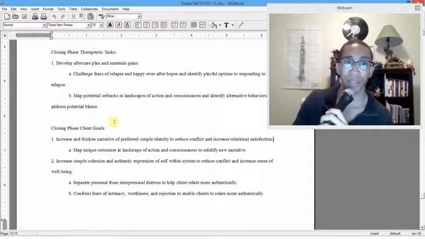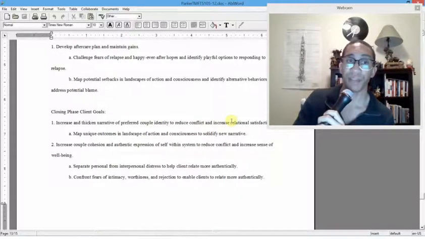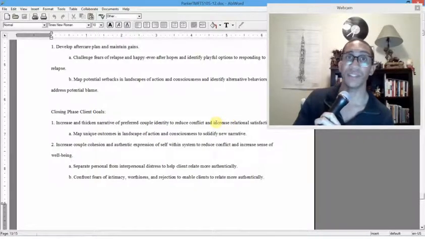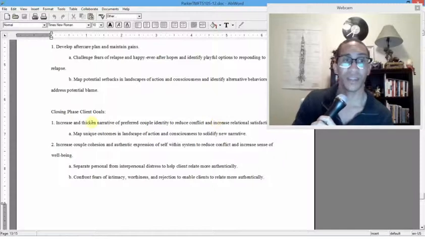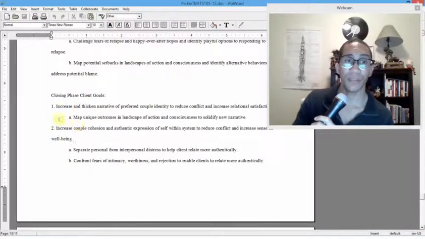Map unique outcomes and landscape of action and consciousness to solidify the new narrative. So the unique outcomes are the different things that are going to happen. Like, if they do this, then this is going to be different, and that's okay because A, B, C, and D. Increase family cohesion and authentic expression of self within the system to reduce conflict and increase sense of well-being. I've already covered that quite a bit.